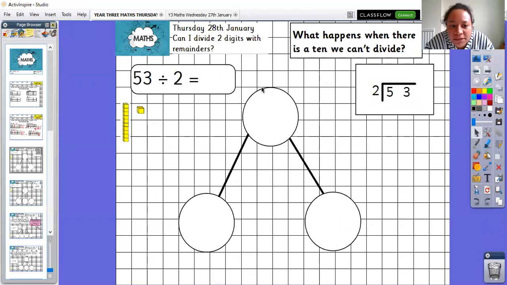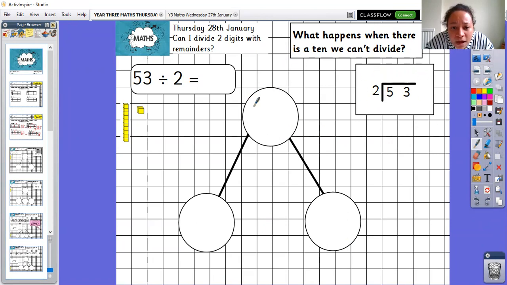So today we are looking at some more division similar to what we did yesterday so that we can really consolidate that learning. So to begin with, same as we did yesterday, we're going to be thinking about using a part whole model and linking it to a bus stop method for dividing.